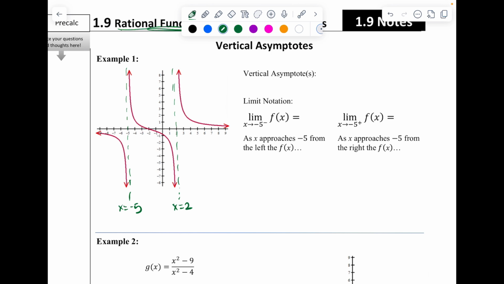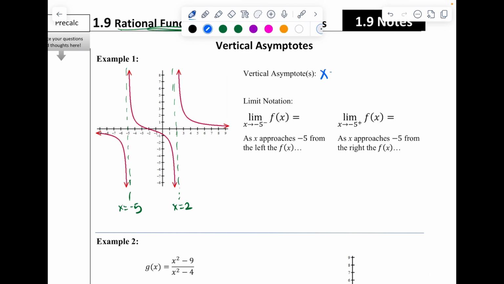But as you can see, depending on which way you look at the graph, as we go from the left to what's happening at x equals -5, the graph goes all the way down to -infinity. But if I look up here, at what's happening on the right side of x equals -5, the graph is doing something completely different. So how can we talk about what's happening around that asymptote at x equals -5? Let's talk about that.